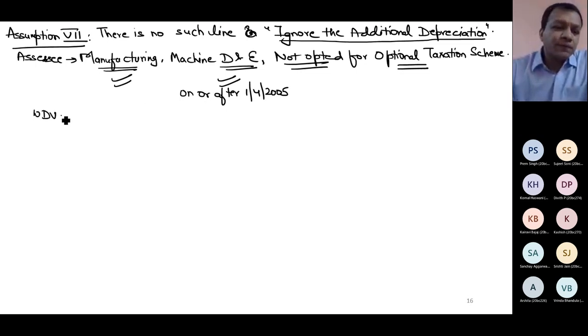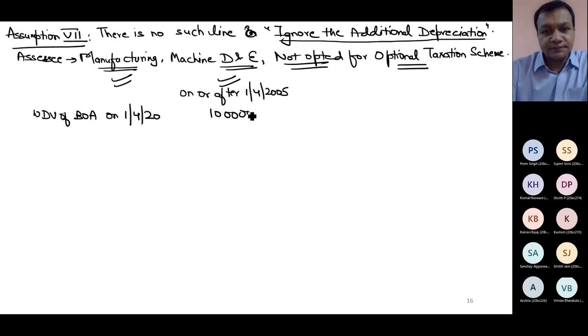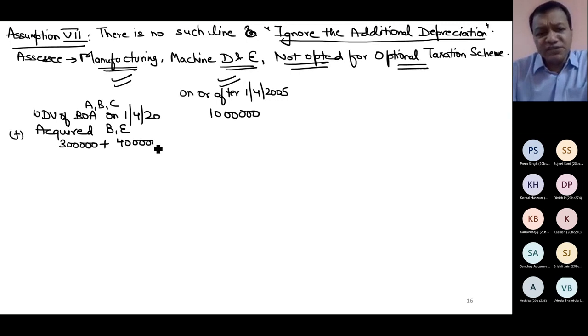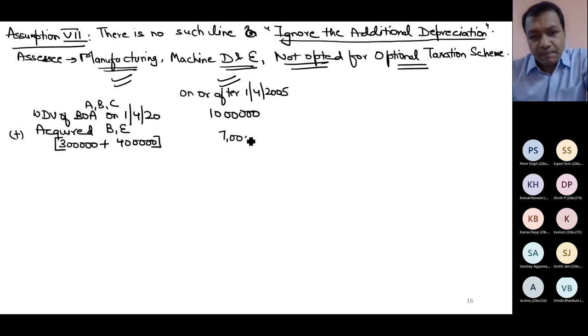What is my opening WDV now? 10 lakh. Machines A, B, C. D and E were acquired. D was acquired for 3 lakh and E was acquired for 4 lakh. Can you tell me which is the machine which is acquired and put to use for less than 180 days? Sir, E. Yes, it is used for less than 180 days and acquired in the same year. It is for 180 or more, so half the rate will be charged on 4 lakh.